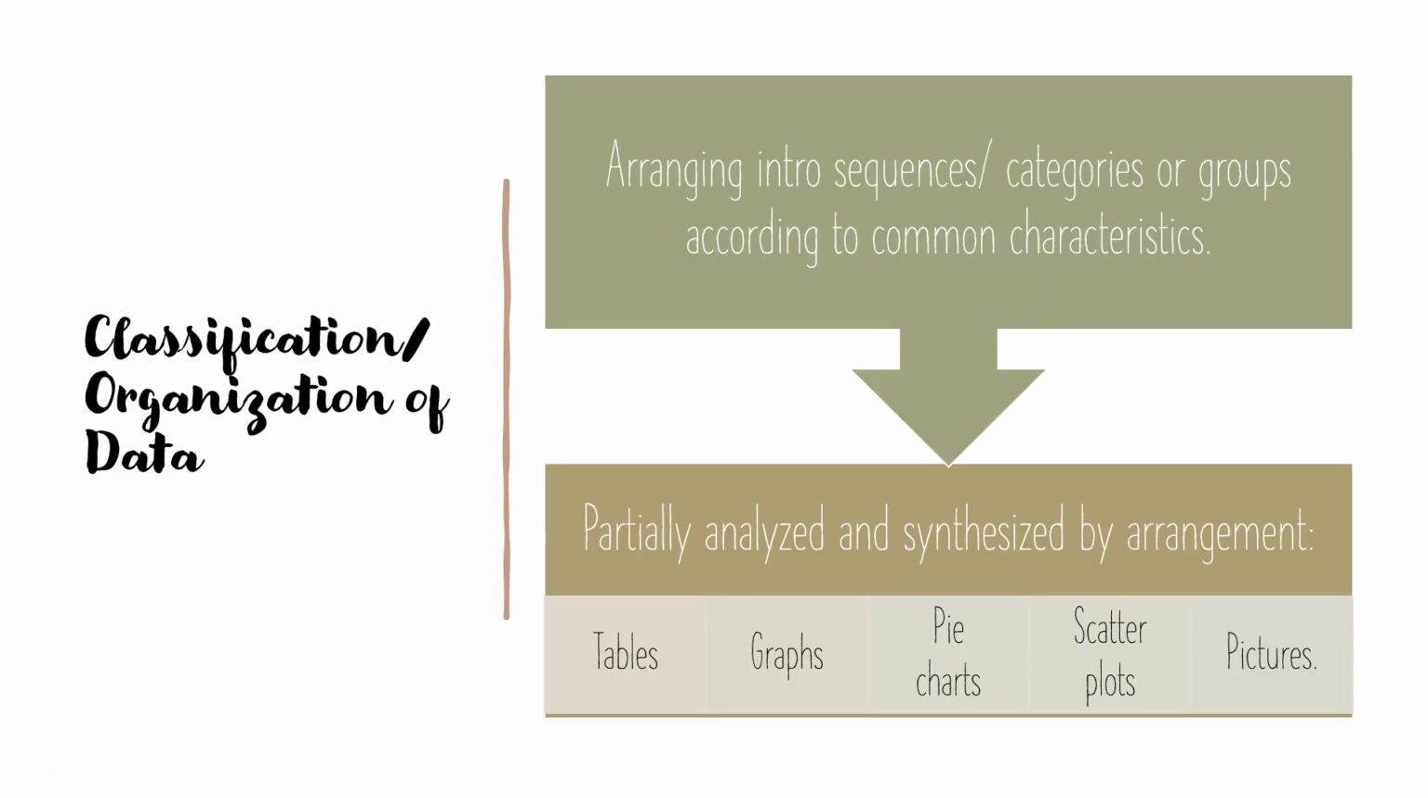So once we have that data, we want to organize it, obviously. So we want to classify it and organize it. There are, again, several ways that we can organize our data. The first part is basically just arranging our data into sequences and categories or groups based on common characteristics.